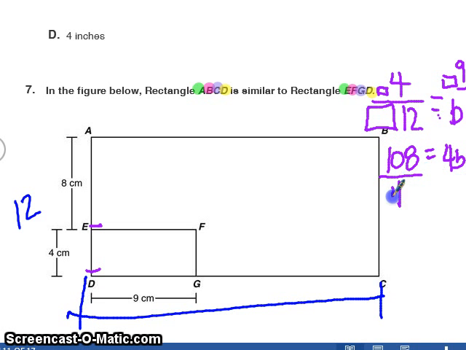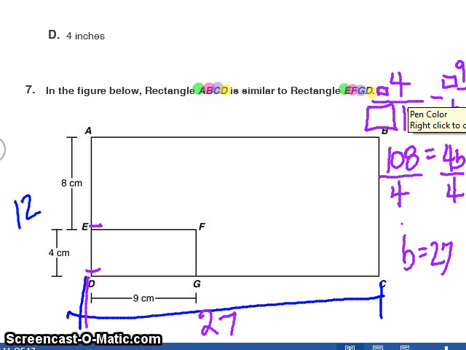So then 108 divided by 4, I think is 26. Let me check on my calculator. Maybe 27. Yeah, 27. So B is 27. Now here's the catch. That's the length of the whole entire length right there. If it asked for the length from G to C, you could find that by saying, well, that should be 27 minus 9, which would be the length of 18.